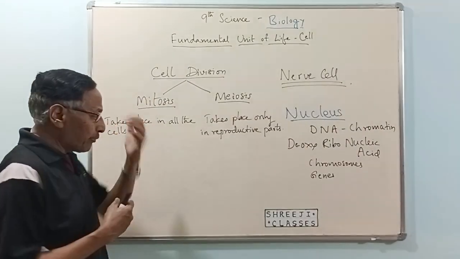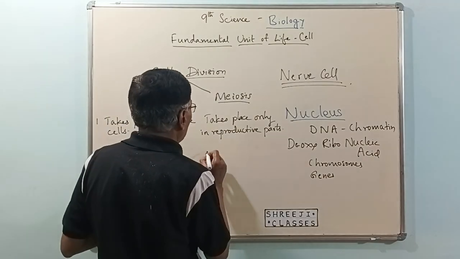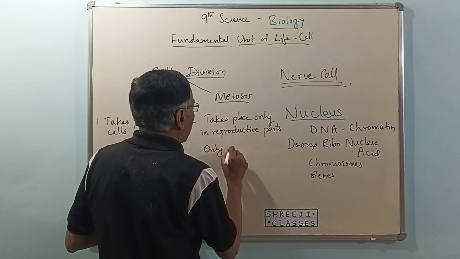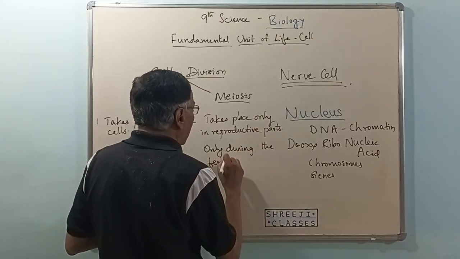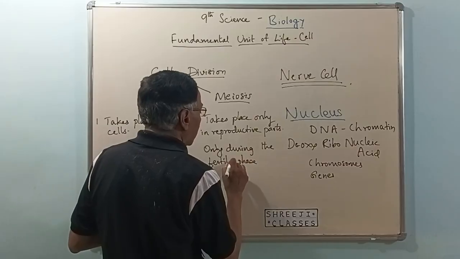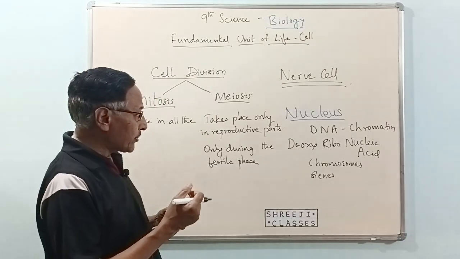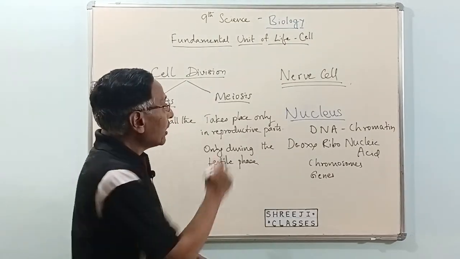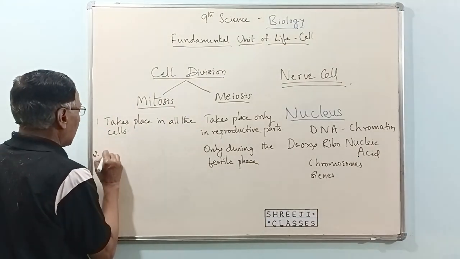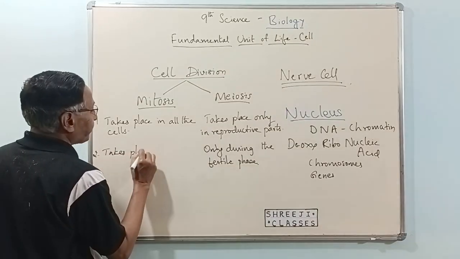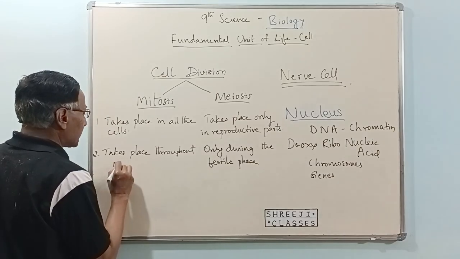Right? Therefore, this type of cell division we find only during the fertile phase. So long as an organism is able to reproduce, so long as an organism is able to produce new organisms, meiosis takes place, whether it is plant or animal. Whereas mitosis takes place throughout one's life.